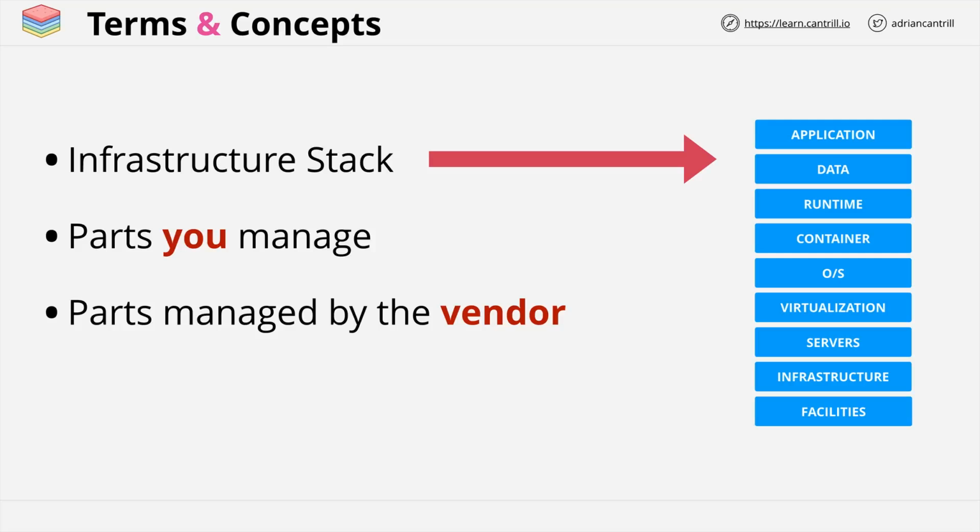The last term that I want to introduce is what's known as the unit of consumption. It's what you pay for and it's what you consume. It's the part of the system where from that point upwards in the infrastructure stack, you are responsible for management. For example, if you procure a virtual server, then your unit of consumption is the virtual machine. A virtual machine is just an operating system and an allocation of resources. So your unit of consumption is the operating system.